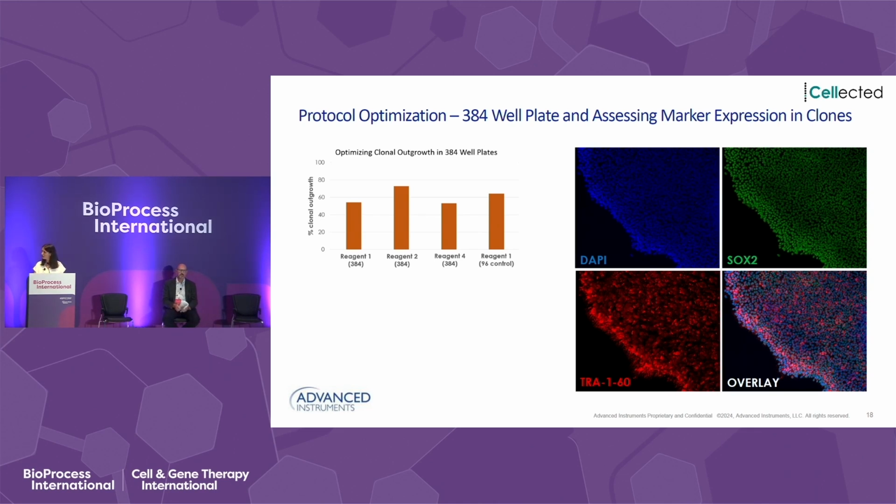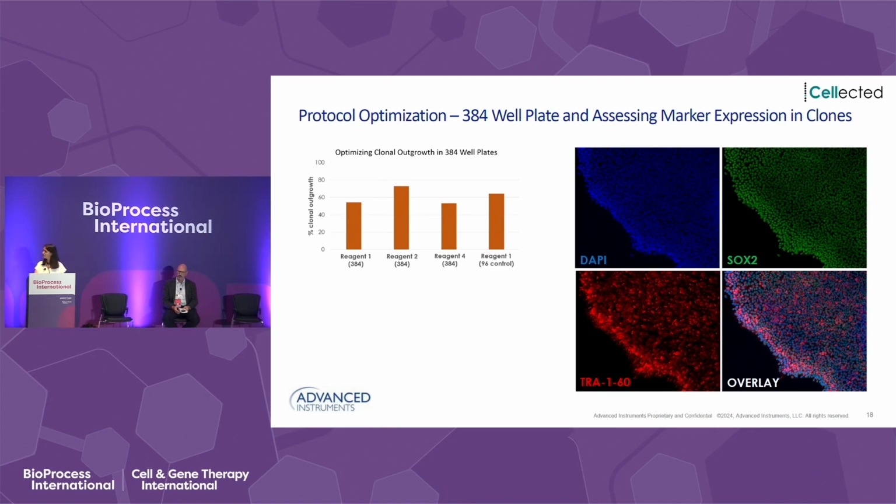As part of this process, they tested a range of different reagents and compared the 384 well plate clonal outgrowth against the control, which in this instance was the 96 well plate. And what you can see here on the graph is that reagent 2, in combination with the 384 well plate, provided the highest clonal outgrowth, which was very close to 80%.